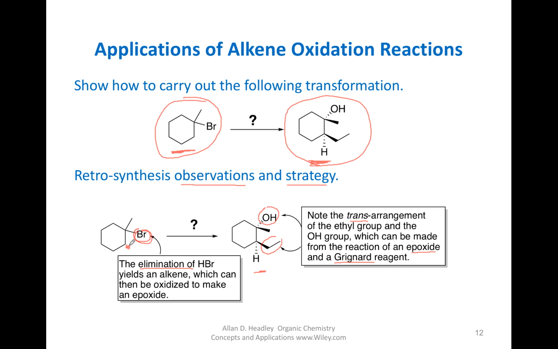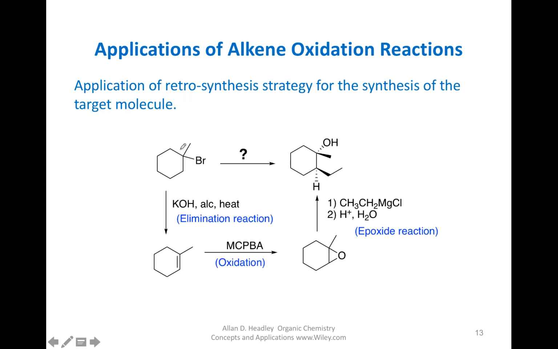We need to put these observations together to come up with a strategy to communicate the synthesis of this target molecule from this reactant. So, putting that together, starting of course from our reactant, if we had this epoxide here, we could react it with ethyl Grignard. Here's the ethyl group with the epoxide, and it's going to attack at the least hindered carbon, and the OH would be here.